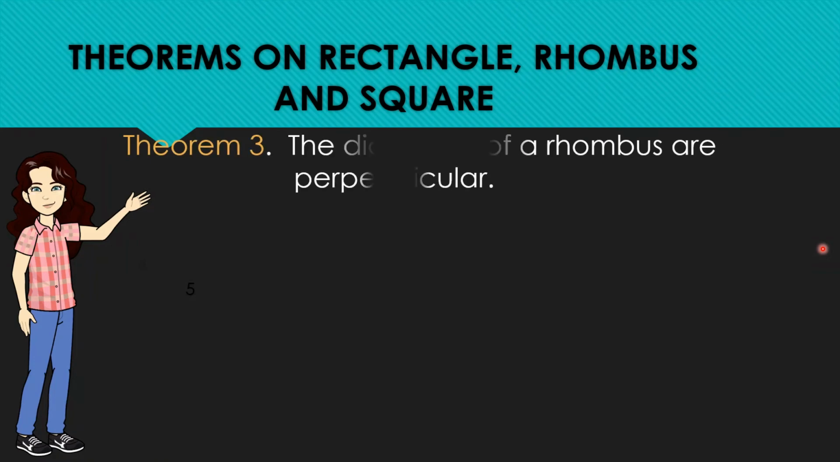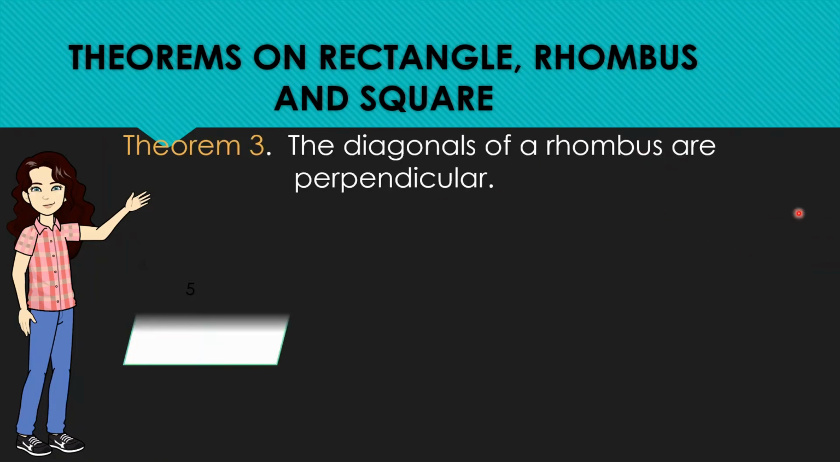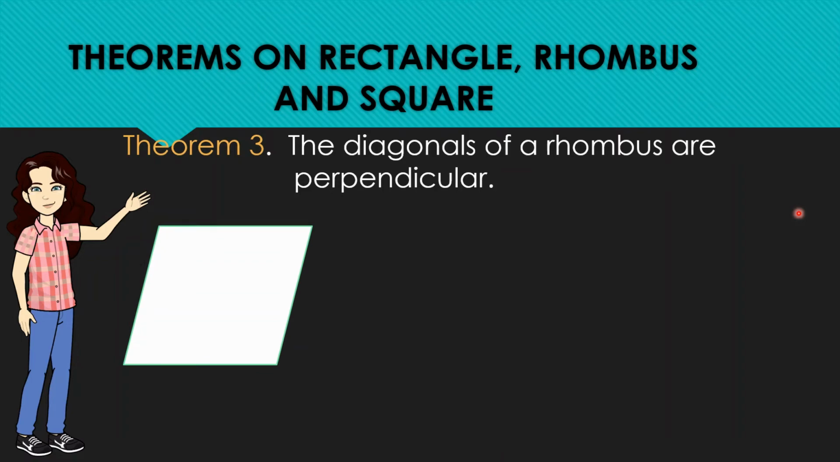Okay, so we are now in theorem number 3. The diagonals of a rhombus are perpendicular. So this figure is a rhombus, rhombus ADY, with diagonals, segment AD and segment YN, that intersect at O. So we have angle 1, angle 2, and angle 3.